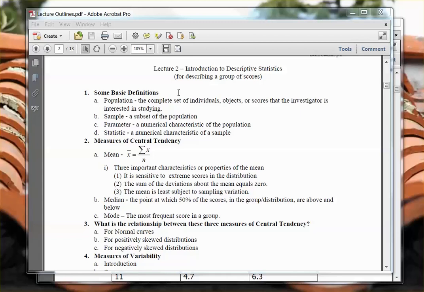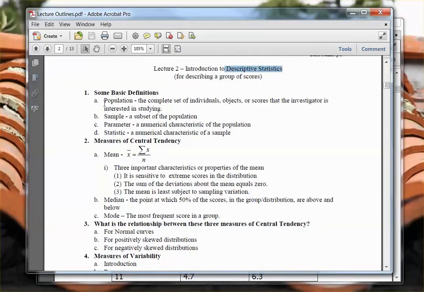So in lecture 2, we're going to learn about various forms of descriptive statistics. What we're doing is we sample. We take a subset of the population. The population is everything that we're studying. If we're studying human behavior, it's not feasible or possible to study every human being. So instead we take a little sample.